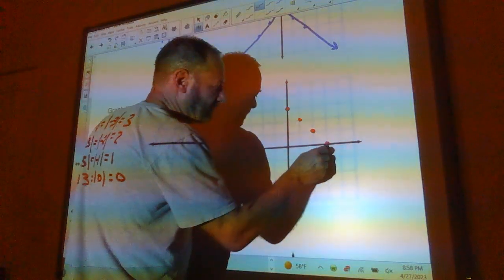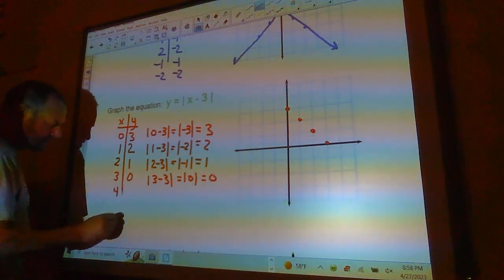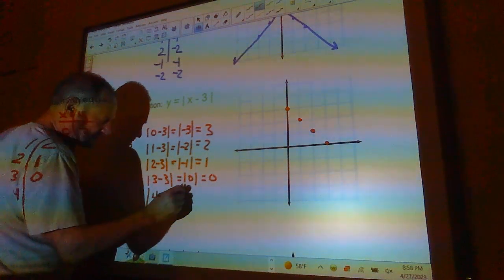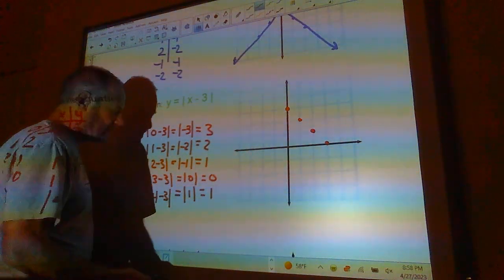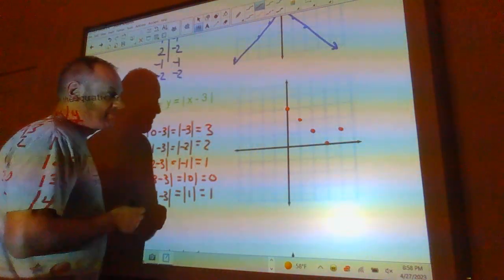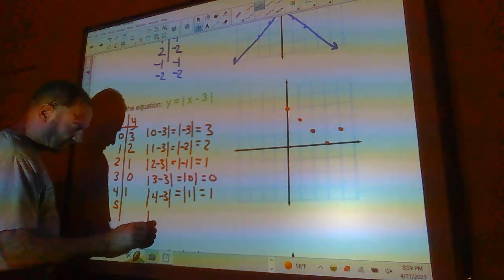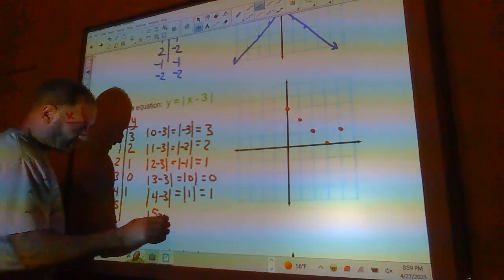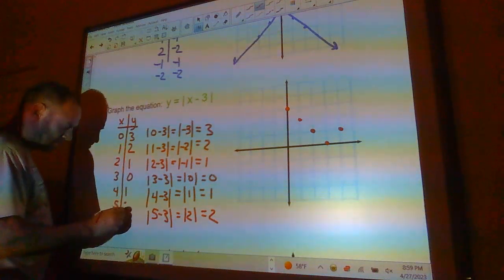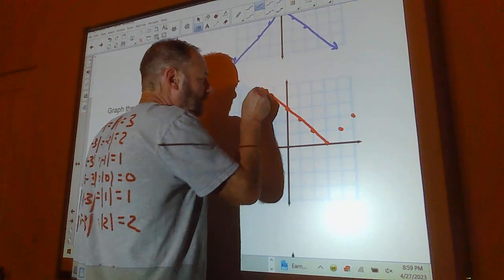3, 0. So I seem to be going just downhill, but don't give up, because if I put in 4, now look what happens. I get absolute value of 4 minus 3, which is the absolute value of 1, which is 1. Uh-oh. I've changed directions. Well, I found my vertex. I found the bottom of my V, so this thing's going to start going back up now. So I'll just do one more, although you probably know what the answer is going to be. Absolute value of 5 minus 3 is going to be absolute value of 2, which is 2. So you can see the V here. It's going to look like this.